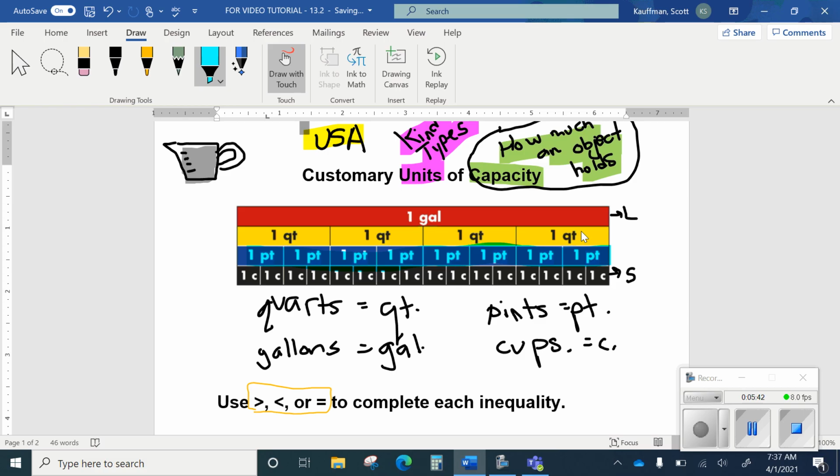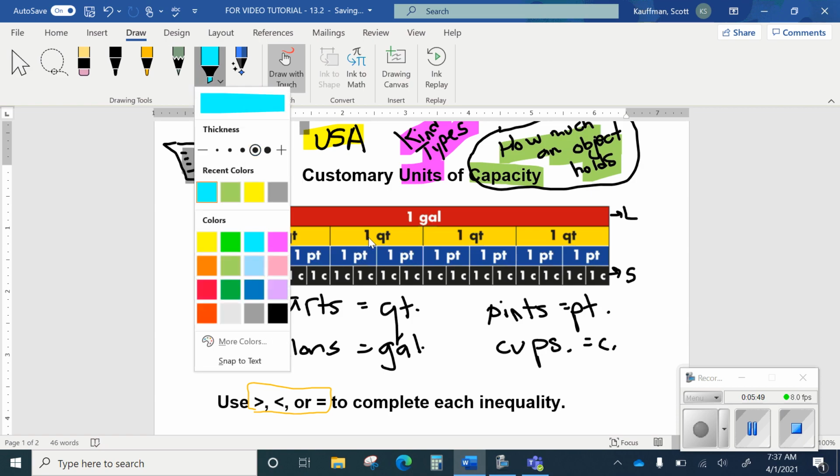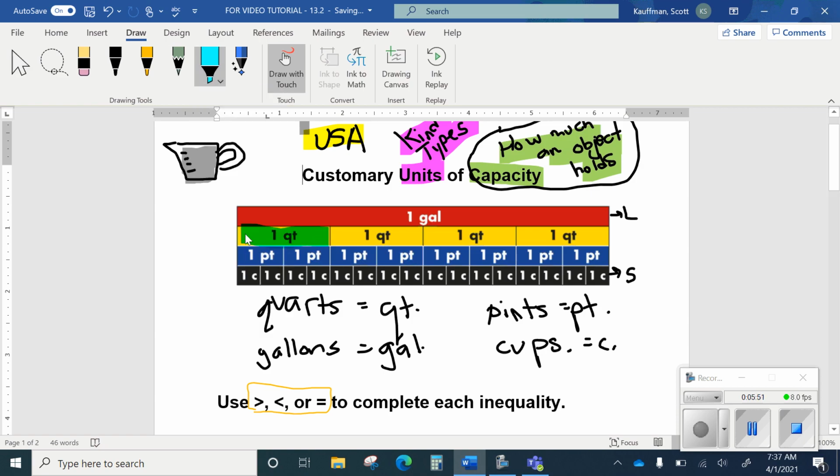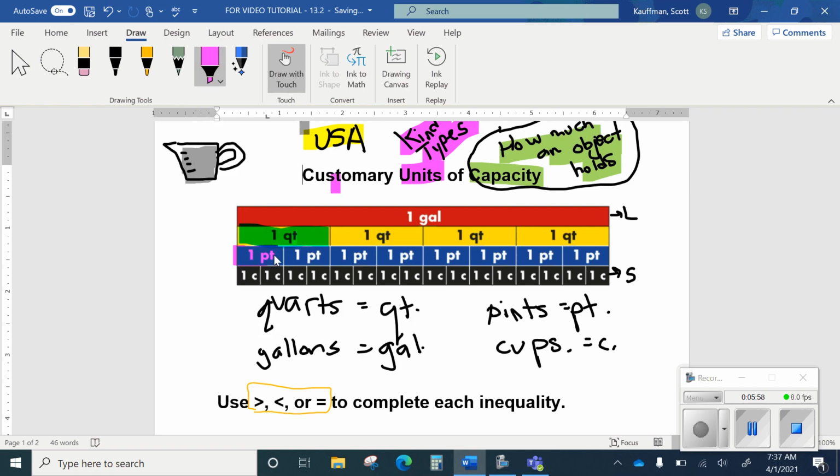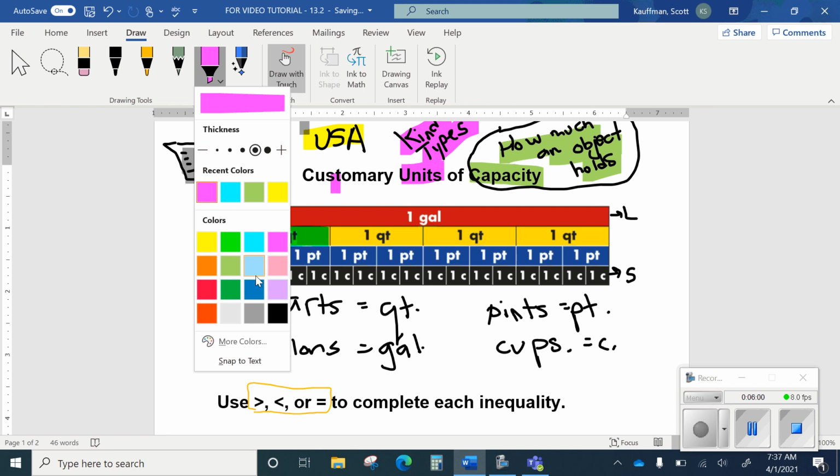Now, I know you're saying to yourself, I don't understand that. The number's bigger. Yes, the number may be bigger, but just look at how the bar looks so you can compare. Here's 1 quart. Here is 1 pint. 1 quart is bigger than a pint. Here is 1 gallon.